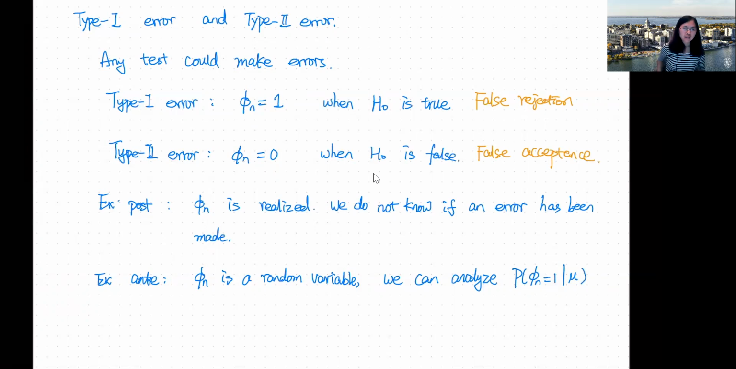When we analyze a test, both type 1 error and type 2 errors are important. We do not want to make these errors, even though they are unavoidable, but we want to minimize the errors in some well-defined sense. And so what is the sense in which we can minimize the errors?